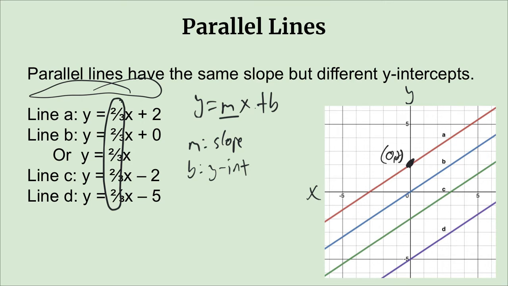And then our slope is, how much do we count up? So we go up 1, 2, and then to the right 1, 2, 3. Up 2, to the right 3. We get our next point.